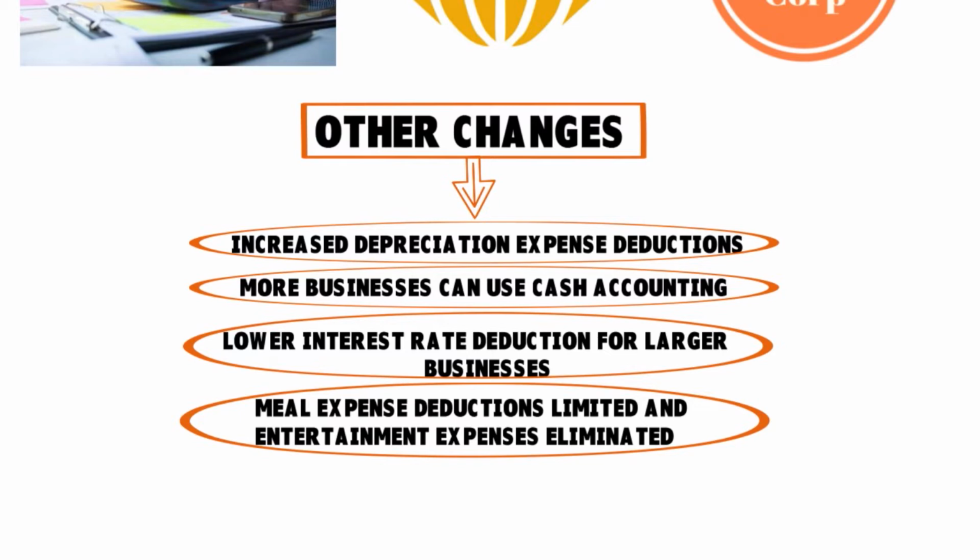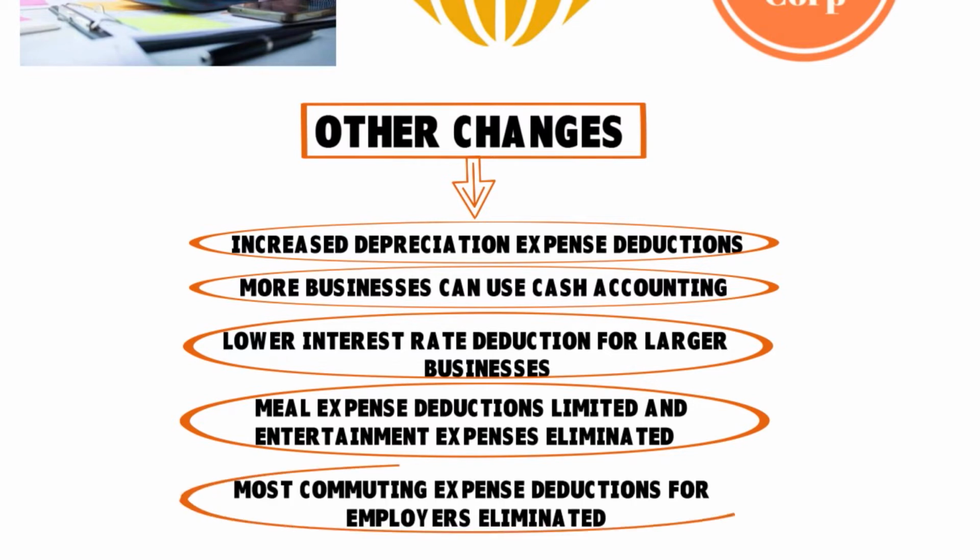So let me repeat that. So you have meal expense deductions limited and entertainment expenses eliminated. Most commuting expense deductions for employers eliminated.